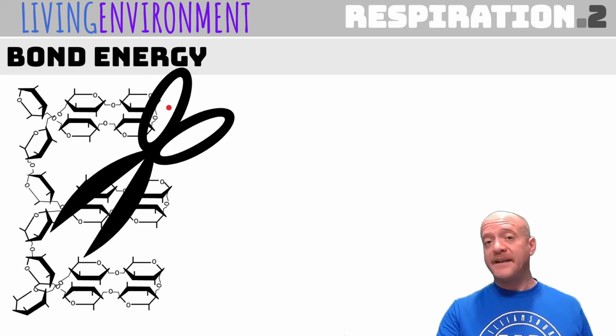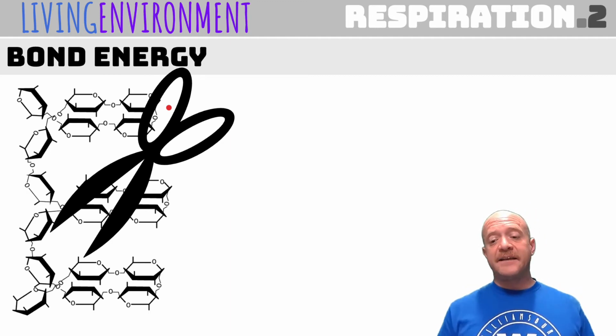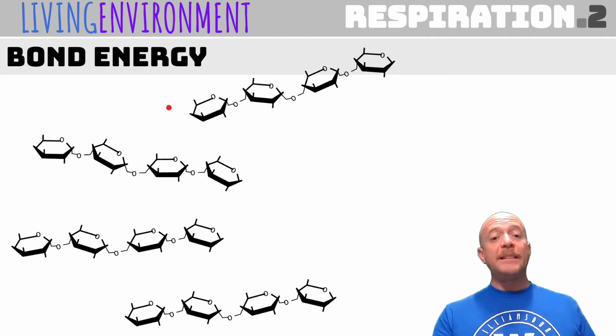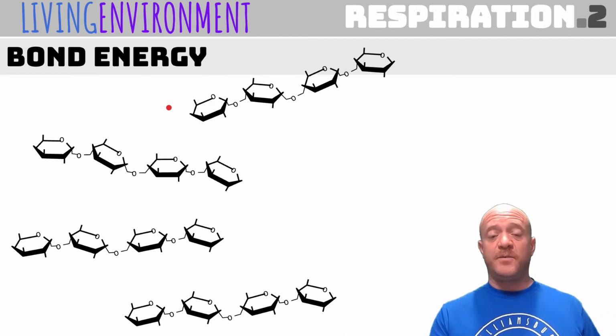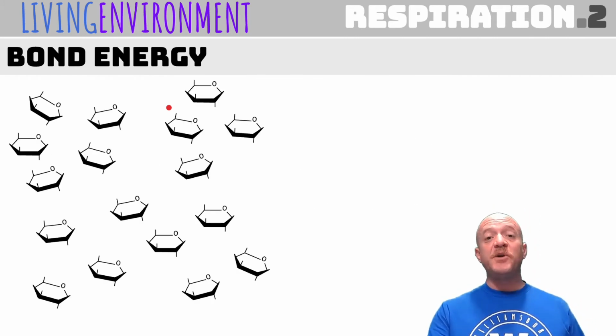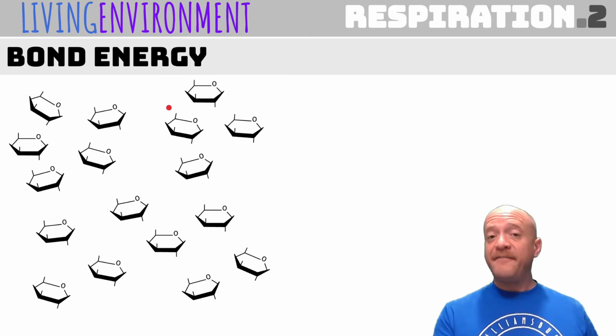Remember, we use an enzyme. Enzymes are biological scissors and glue, so we use enzymes to cut this larger molecule into something smaller, like starch, for example. But we still can't get starch into our cells either. We need to break it up even further to glucose molecules. Glucose molecules are small enough that they can fit into our cells.